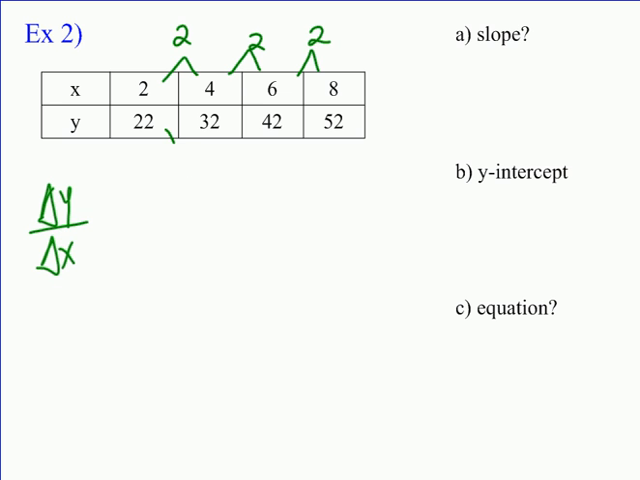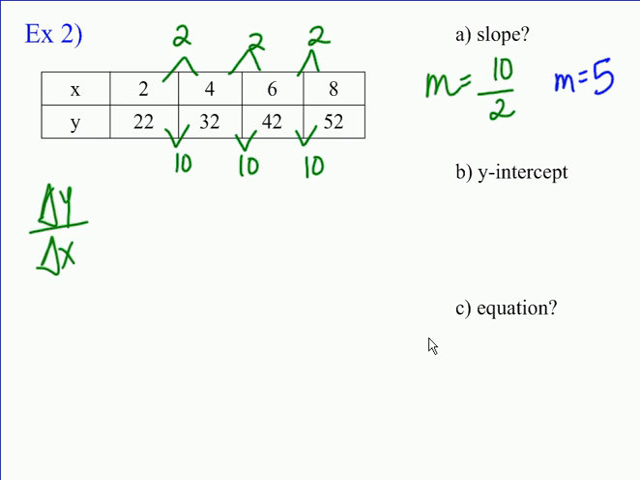Let's check the change in y. The change in y is by 10. 22 to 32, 32 to 42 is 10. And 42 to 52 is also 10. So here we have the changes. What we need to do is take that change of y, which is 10, and that's our slope, right? Change of y, which is 10, and divide it by the change of x, which is 2. We're going to simplify that down. 10 divided by 2 is 5. So we're going to say the slope of our line is 5.